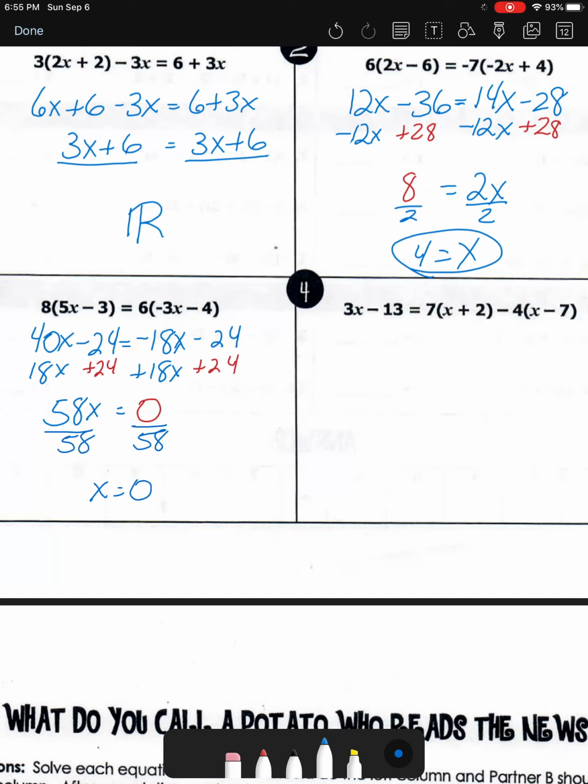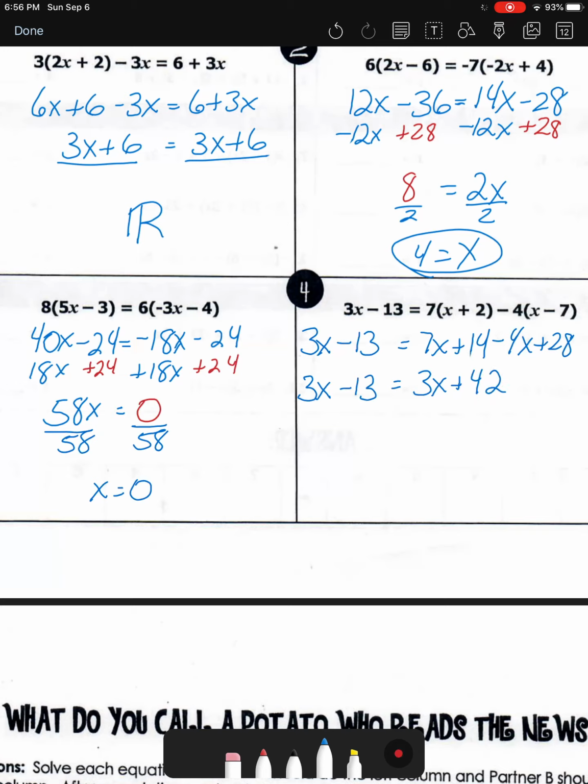So, special cases, well, I hope we come across a no solution here because that'd seem awful silly not to. Anyway, we have 3x minus 13. We've got a 7x plus 14. We've got a negative 4x plus 28. So now we're going to combine some like terms. They are already on the right-hand side. So therefore, 7x minus 4x is going to give me a 3x. 14 plus 28 is a 42.